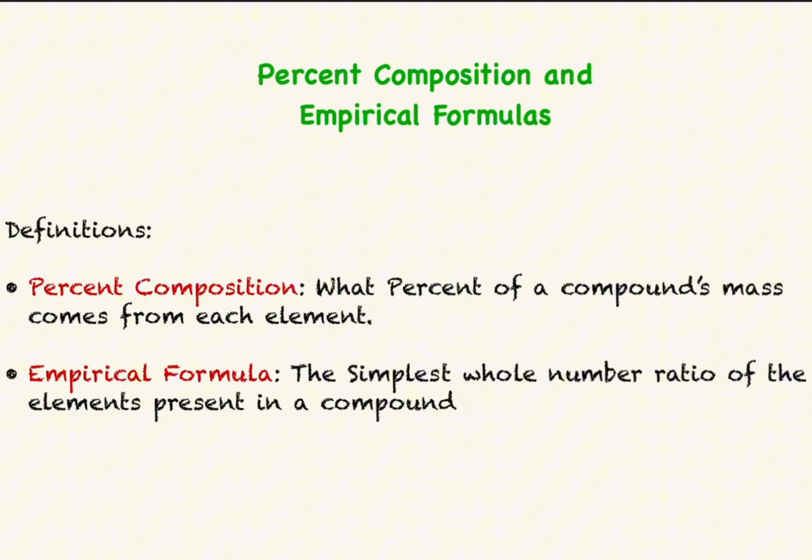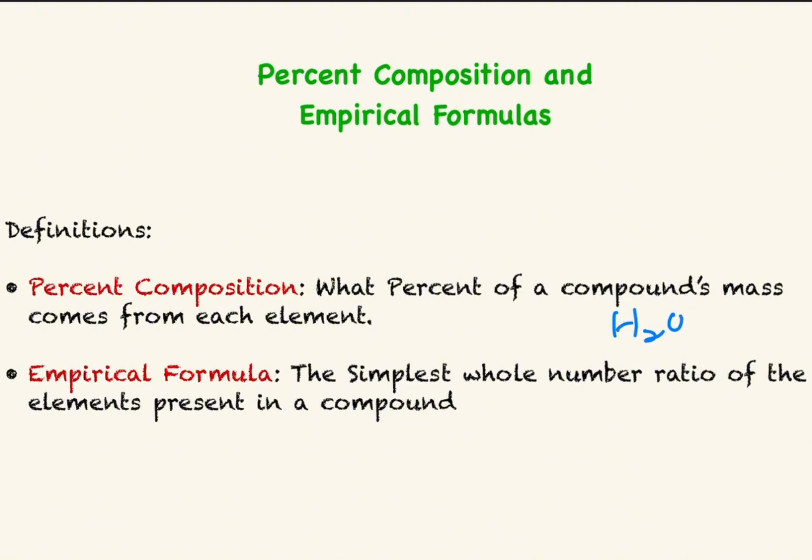So for percent composition, we're obviously dealing with percentages, and it's what percent of a compound's mass, maybe like H2O, comes from each element. It's basically saying, okay, if we have H2O, what percent of the compound is made up of hydrogen, and what percent of the compound is made up of oxygen. And I'll show you how to work on that in the problem we do after this.